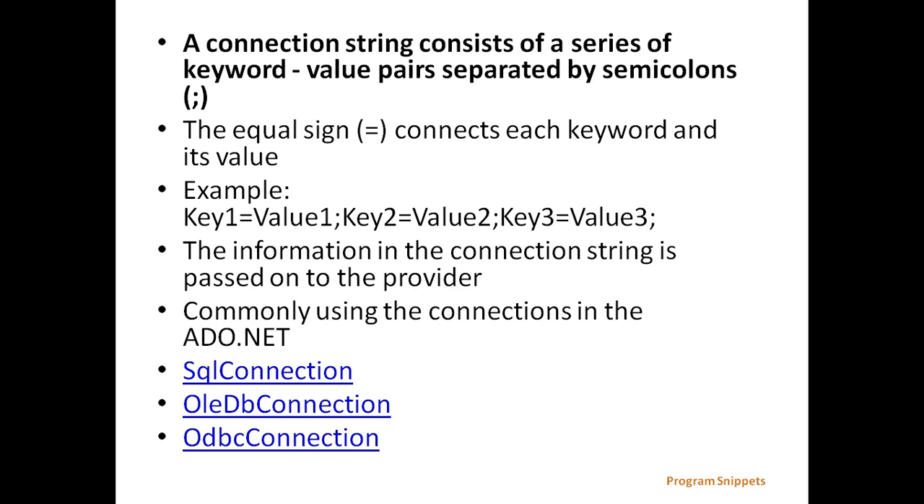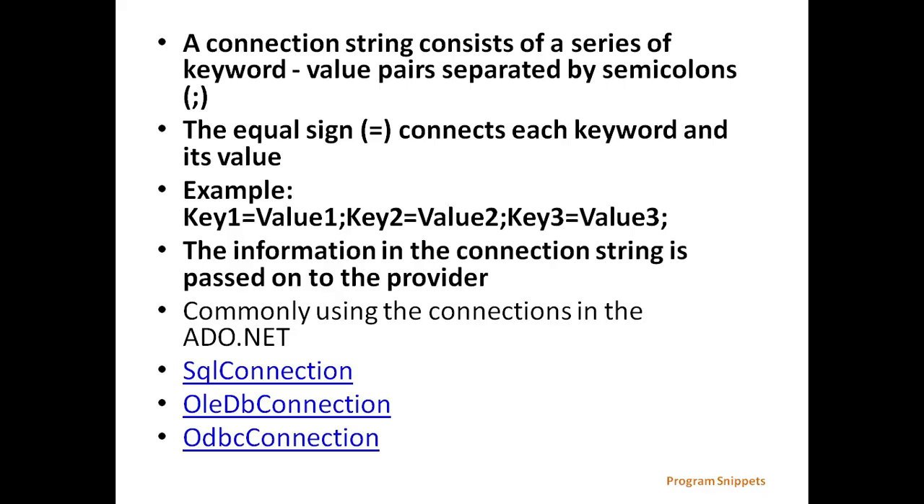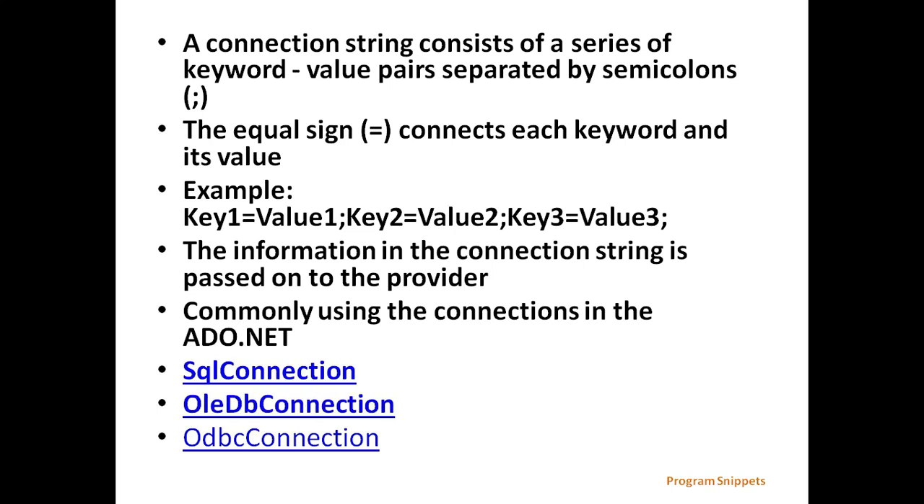A connection string consists of a series of keyword value pairs which are separated by semicolons. The equal sign connects each keyword and its value. For example, key1 equal to value1, key2 equal to value2, etc. The information in the connection string is passed to the provider. Commonly used connections in ADO.NET are SQL connection, OLEDB connection and ODBC connection.